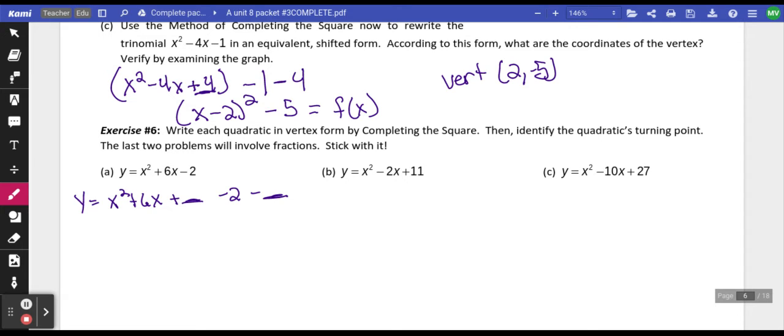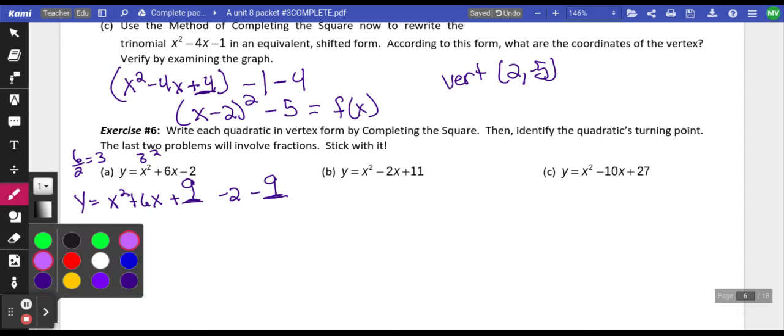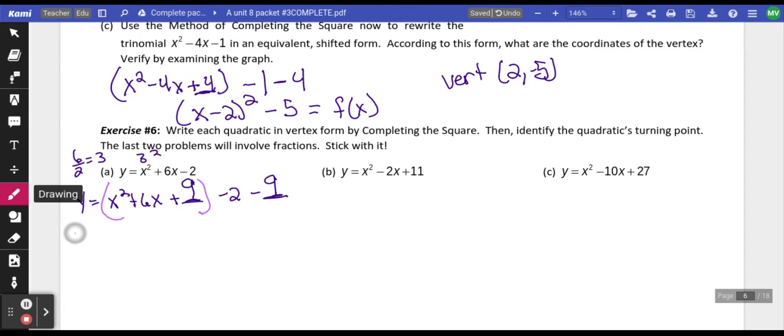To find that something, I take the b, which is 6, divide by 2, which is 3, and then square it. So if I add 9, I need to subtract 9. I then group the trinomial, and I'm going to factor that. That trinomial factored, it's a perfect square trinomial, so it's x plus 3 squared. And then I do negative 2 minus 9, which is negative 11.